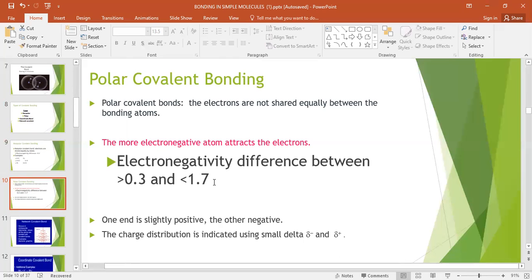So whenever you see partial positive and partial negative, it means which type of bond? Polar bond. Clear now? Any question please?